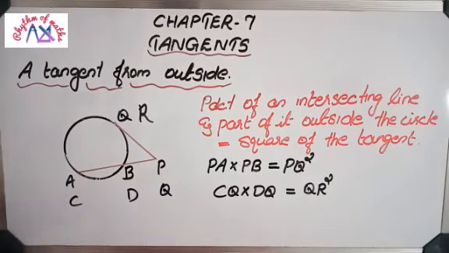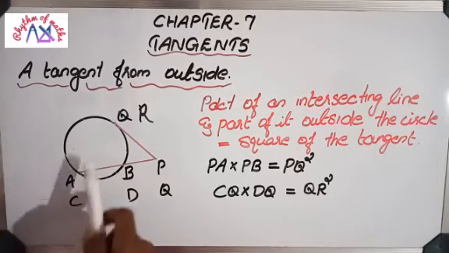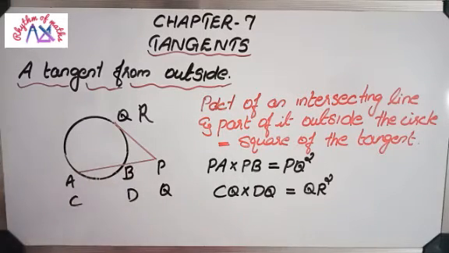Using this you have to solve problems. Using this you can find the radius, diameter, whatever it is. Here AB is the chord. This chord can be a diameter also, no issue. Then also the concept is the same. Now let's move on to problems.